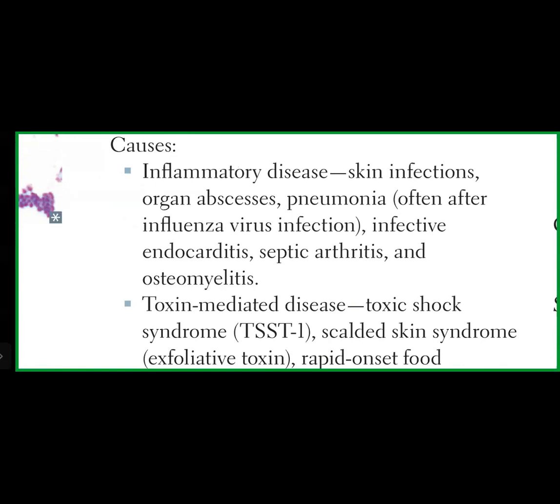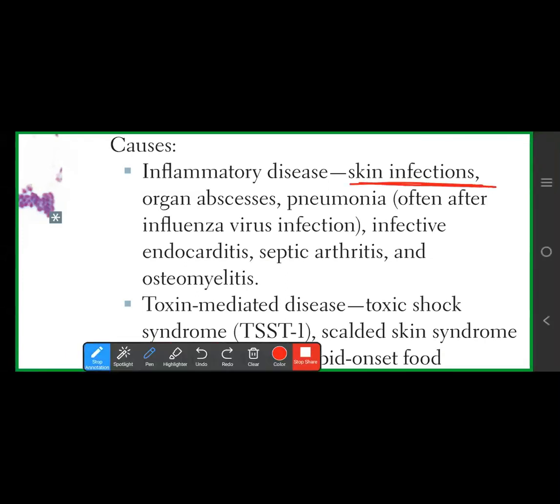Okay, so when it forms a fibrin clot around itself, it's going to become an abscess. Apart from the skin infections, you should also remember that it's going to form a fibrin clot around itself, so it's going to form an abscess. Abscess can be anywhere.